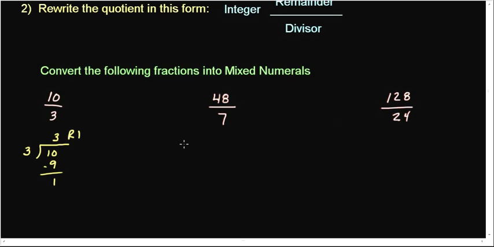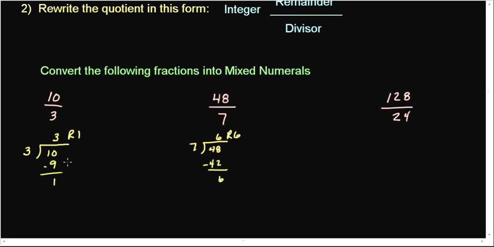Okay, I'm going to go ahead and do this process to the next fraction as well. So I have 7 dividing into 48. And when I do this, 7 goes into 48 almost 7 times, because 7 times 7 is 49. Since it doesn't quite get there, I've got to go 6 times. And 6 times 7 is 42. 48 minus 42 is going to give me 6. 7 does not divide 6, and so we're just going to have a remainder of 6.